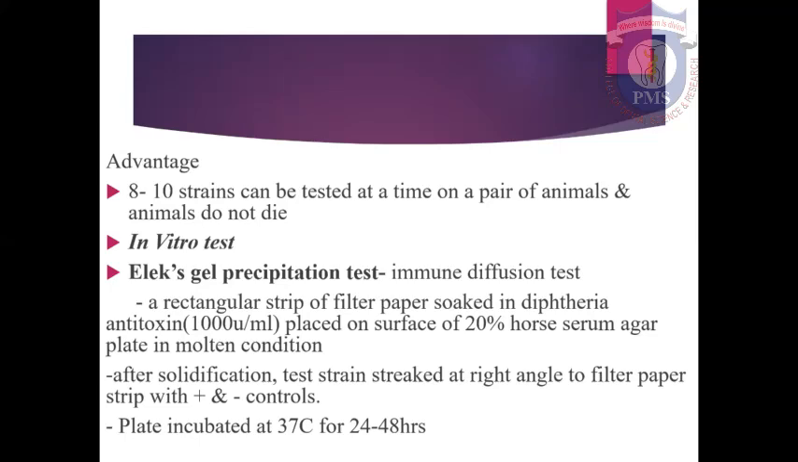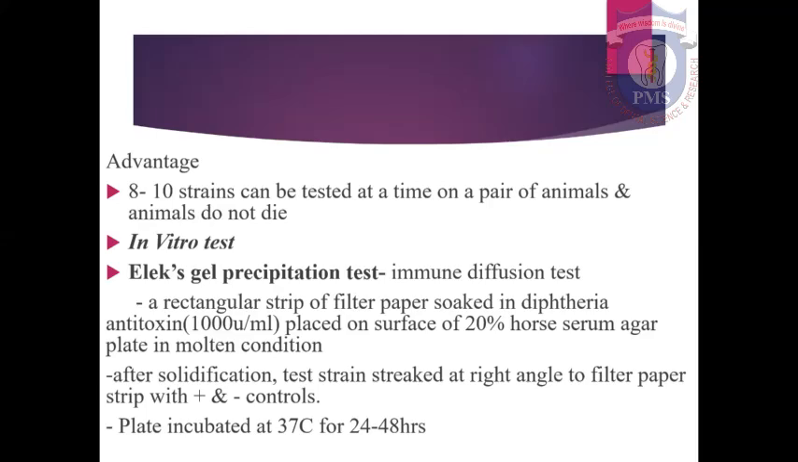The next important test for the diagnosis is an in vitro test, the Elek gel precipitation test. It's an immunodiffusion test. A rectangular strip of filter paper soaked in diphtheria antitoxin is placed on the surface of 20% horse serum agar plate in molten condition. After solidification, the test strain is streaked at right angle to the filter paper strip, with or without controls.